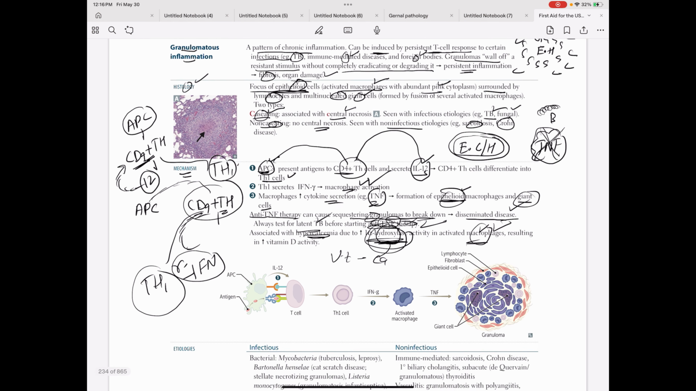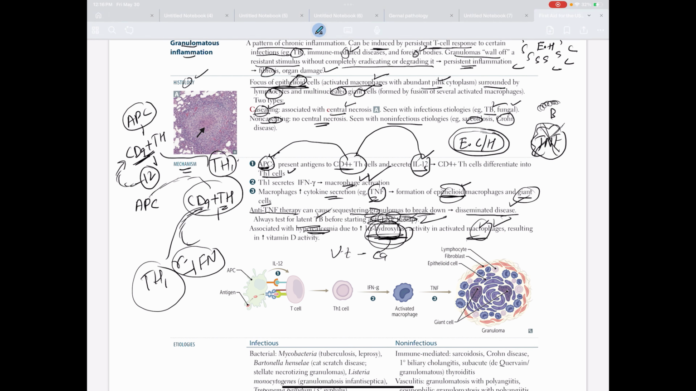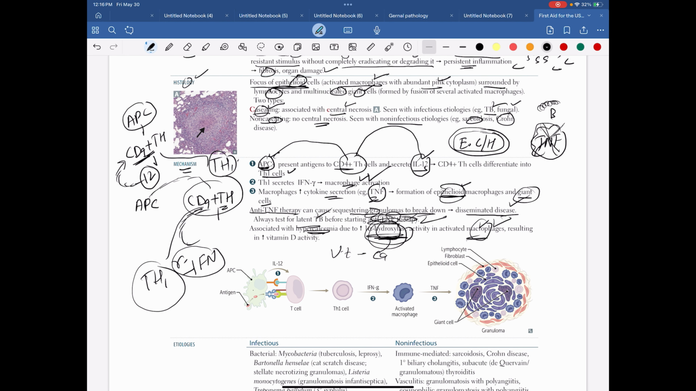Now let's take a quick review of this diagram. First of all, this is the antigen presenting cell. What is the function of the antigen presenting cell? Basically, it is going to take the antigen and present it to another cell. That's why it is called the antigen presenting cell. So here is the antigen. This antigen is going to be taken by the antigen presenting cell. After the antigen presenting cell picks up this antigen, it will go to, you can say, the CD4 T helper cell. So this is the CD4 T helper cell.